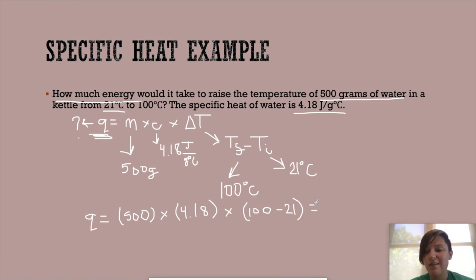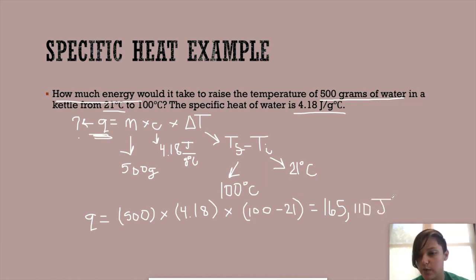Then we can just type that all into our calculator. I'm going to type it into my phone calculator. It's what I have on hand. I still haven't gotten batteries for my other calculator. So 500 times 4.18 times 100 minus 21. Remember to keep those parentheses around 100 minus 21 or you won't get the right answer. And I get 165,110. And our unit for this is actually joules.